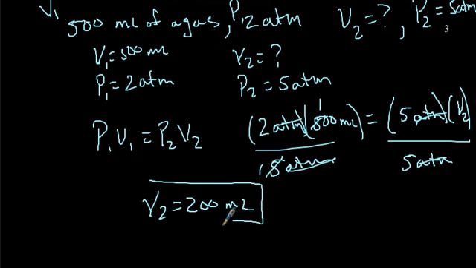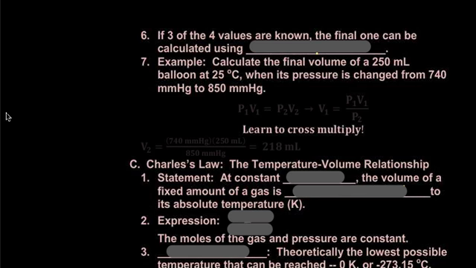And so look at what happened. We had a pressure of 2 atmospheres and a volume of 500 milliliters. As the pressure increased to 5 atmospheres, our volume decreased to 200 milliliters. And that is the inverse relationship of pressure and volume. Okay, so if we have 3 of the 4 known variables, then we can solve for the fourth.